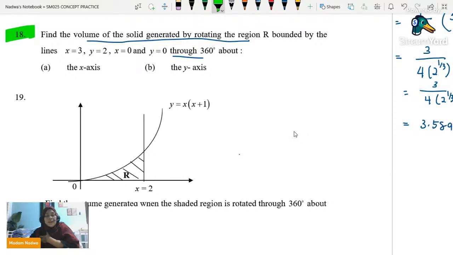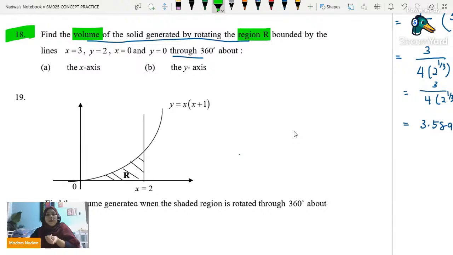Okay, so point saya adalah jangan takut bila ada ayat panjang-panjang macam ni, sebab soalan volume memang dia kena bagi tahu bahawa dia rotate 360 ke 180 ke untuk dapatkan solid tu. Okay, so now we will see dia cuma nak volume of the solid generated by rotating the region R. So kita tak tahu region R ni.